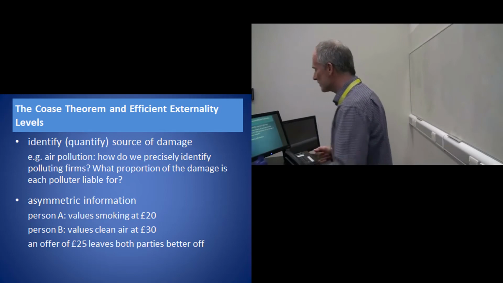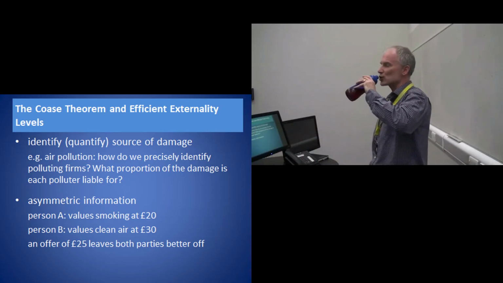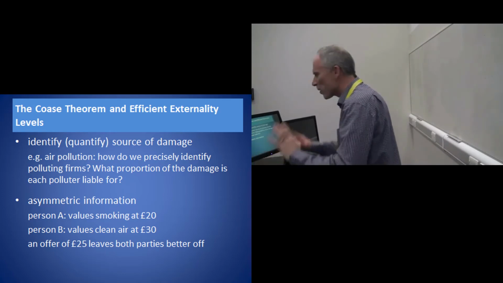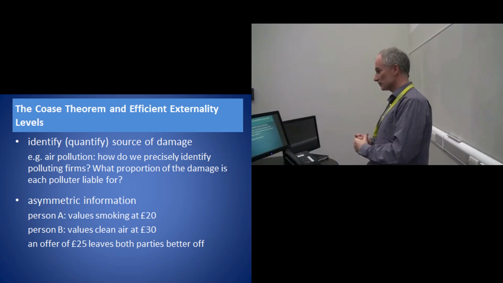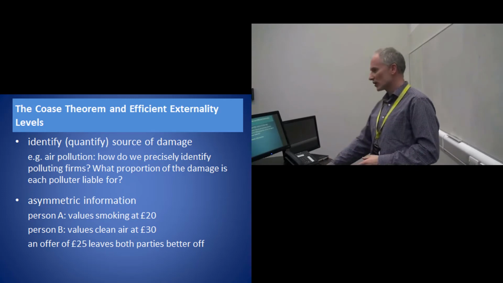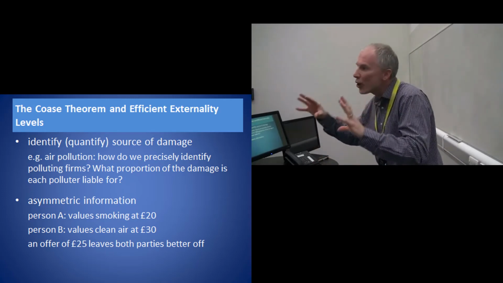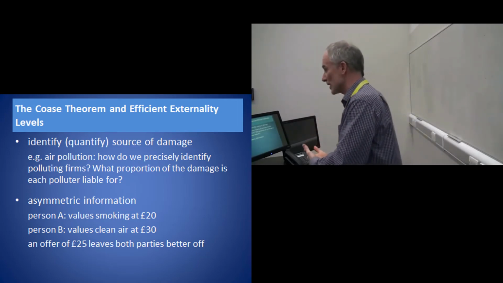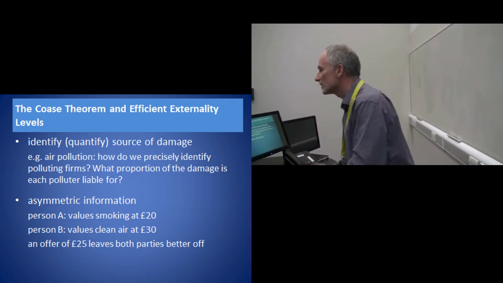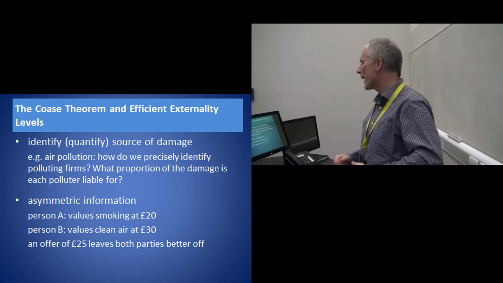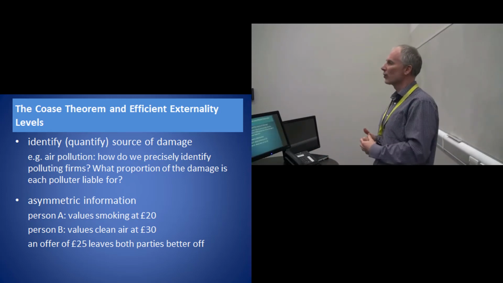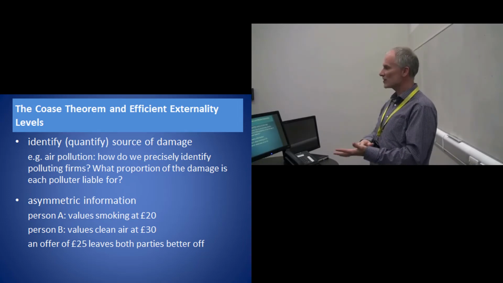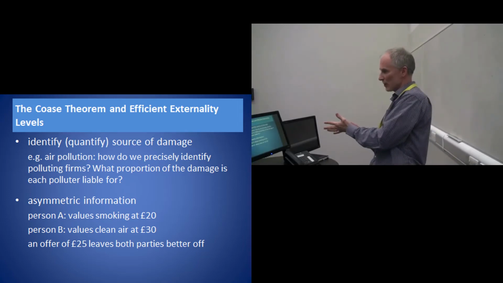And then lastly, asymmetric information. Now, asymmetric information is a common problem in economics. Asymmetric information occurs when people know different things. When there's an asymmetric information set, you know different things. So I want to go back to that example we used right at the beginning of our two roommates. Person A, the smoker, person B, the non-smoker.